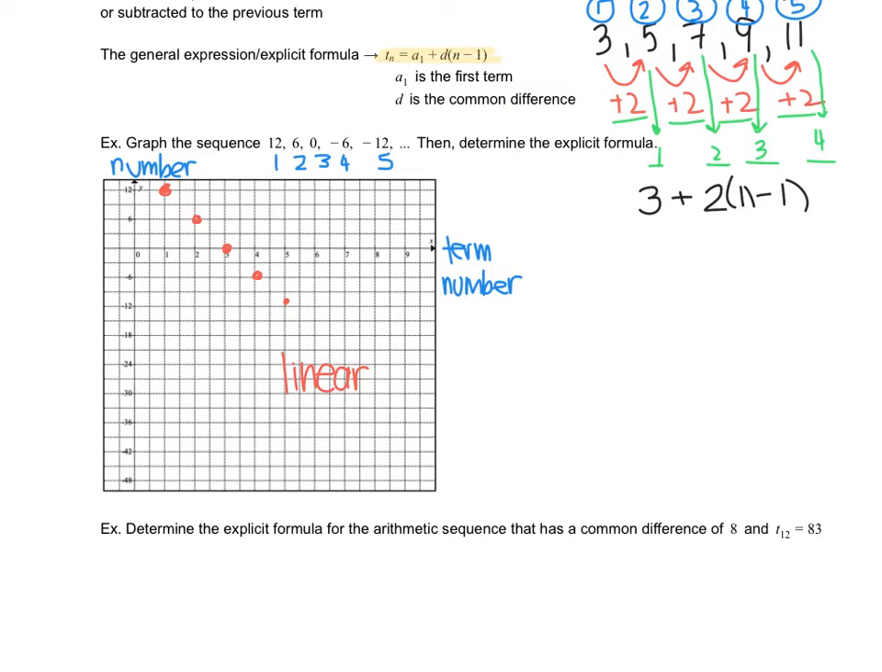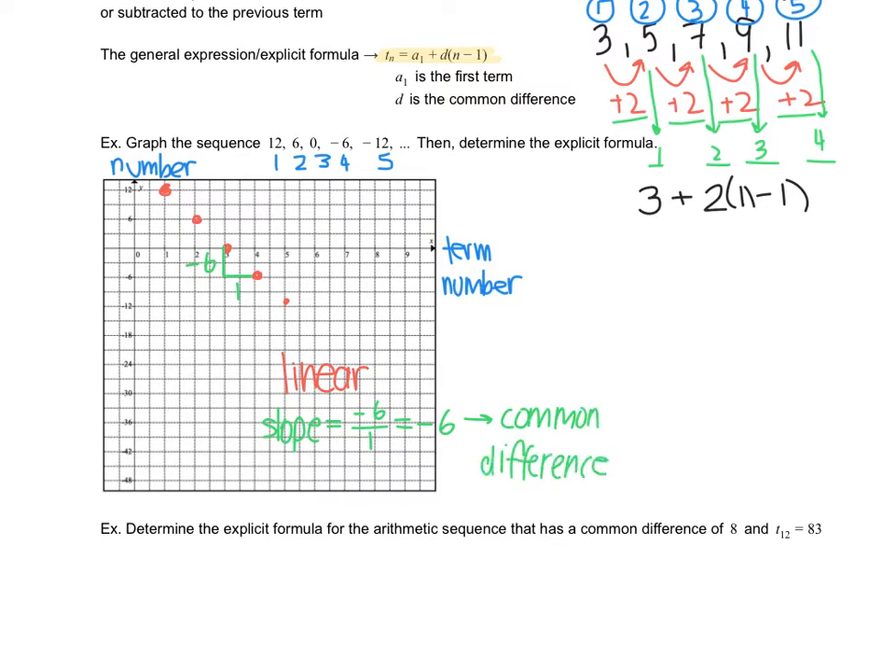Now, because it is linear, and we know from grade 9 that a line has a slope and a y-intercept, let's go ahead and figure out what the slope and y-intercept are. For the slope, I know I would be doing rise over run, so I'm going to take 2 of my points here and see what the rise and run is. My rise, I'm going down 6, and my run is 1. So my slope is negative 6 over 1, which is negative 6. And that's exactly what we said the common difference was. So slope is the common difference.